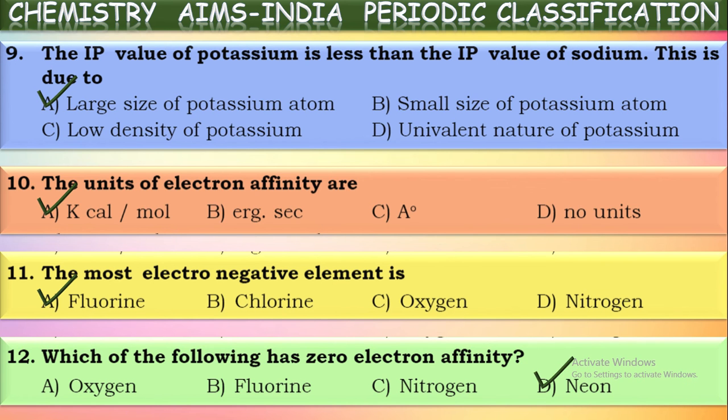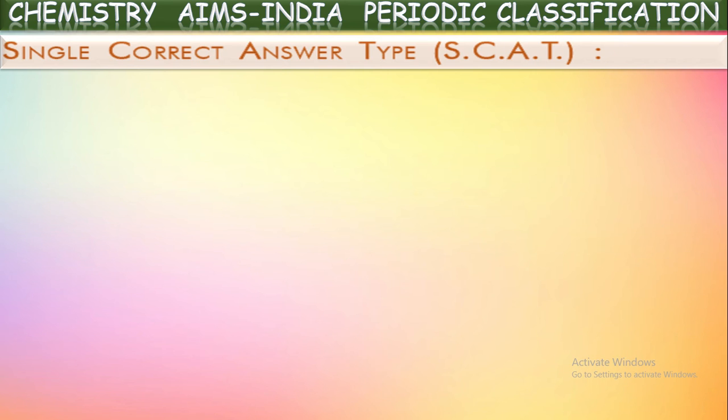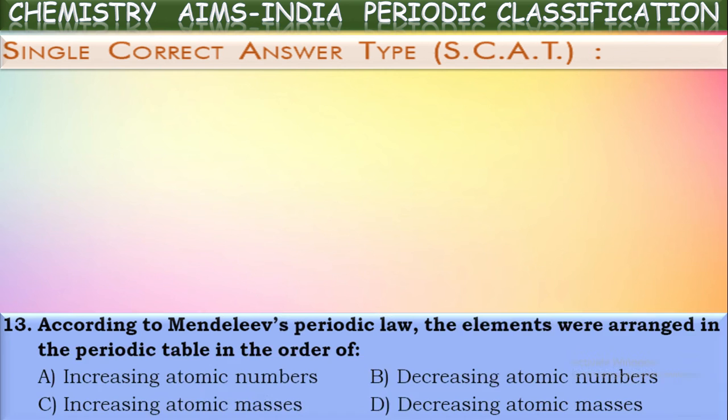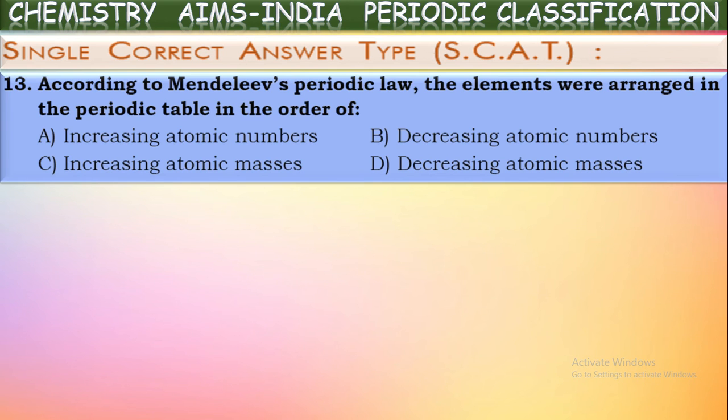Next, let us go to single character answer type questions. See the first one. According to Mendeleev's periodic law, the elements were arranged in the periodic table in the order of their... In which order are they arranged in Mendeleev's periodic table? Mendeleev arranged all the elements in the increasing order of their atomic masses.